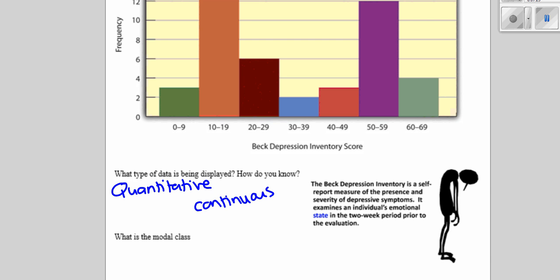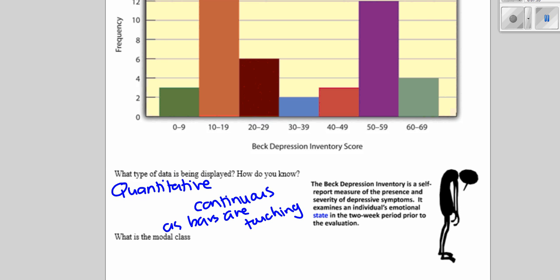As we say, bars not touching. Oh, bars are touching. Yeah, sorry, thank you. Bars are touching. Yeah, so it is possible. Perhaps they were asked to rate themselves, but they were given a line from 0 to 100 and had to pick a point on the line. Then that would make the data continuous.